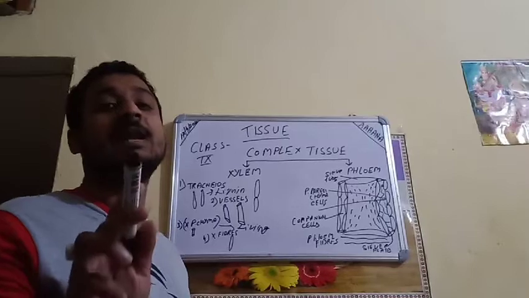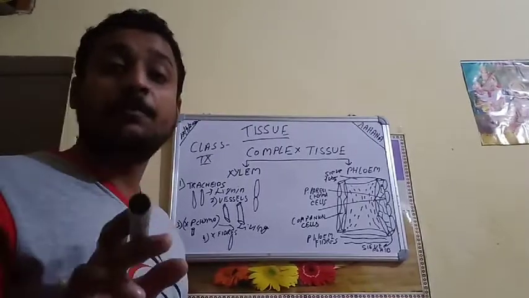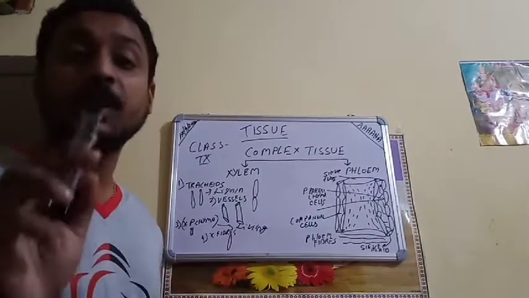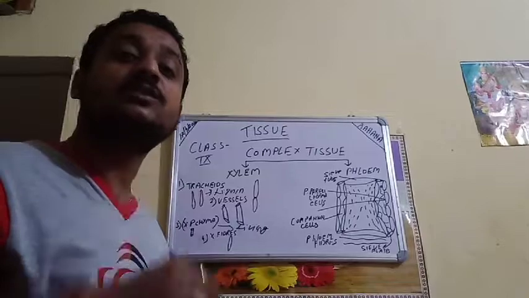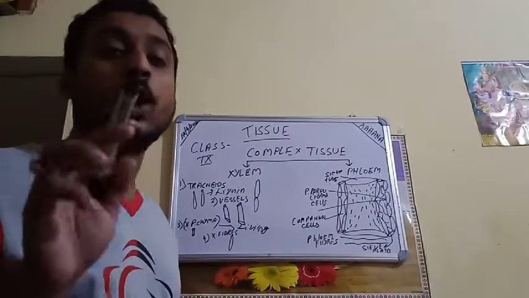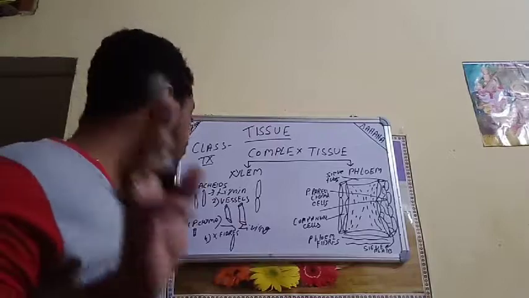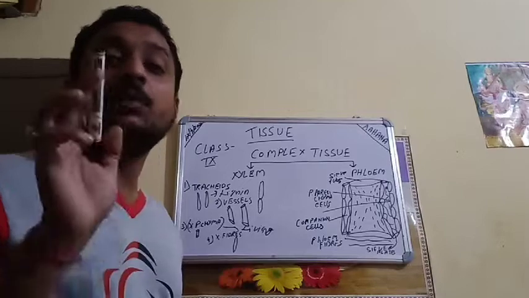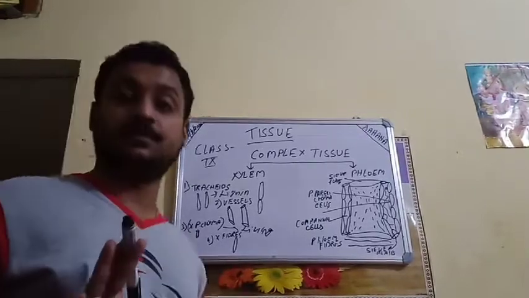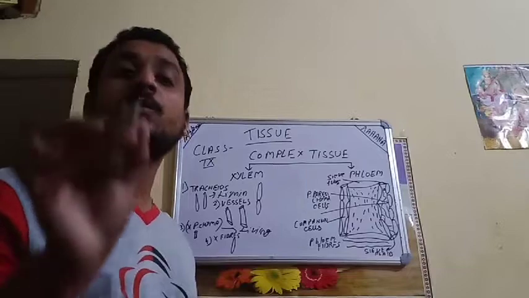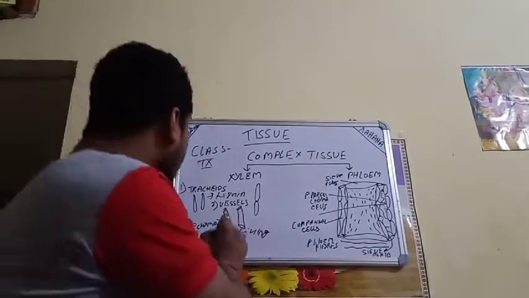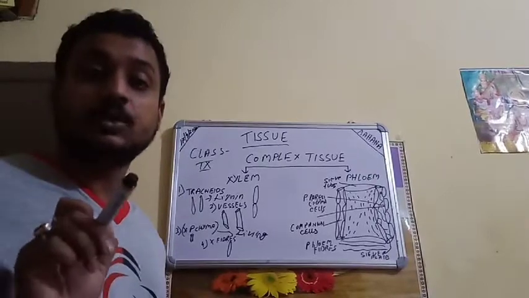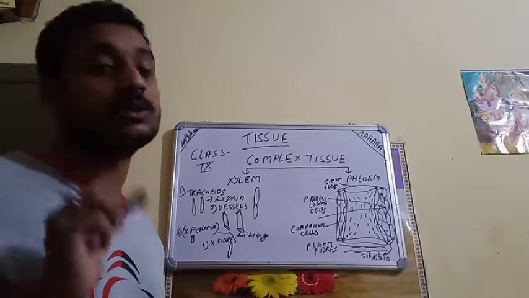Next come the xylem fibers. The main function of the xylem fiber is to help the plant for support. It will give mechanical strength to the plant. Means any kind of severe blow of wind, typhoon, or cyclone striking the plant, it will not allow the plant to uproot easily. So the main function of the xylem fiber is to hold the plant, to make a proper grip under the soil.